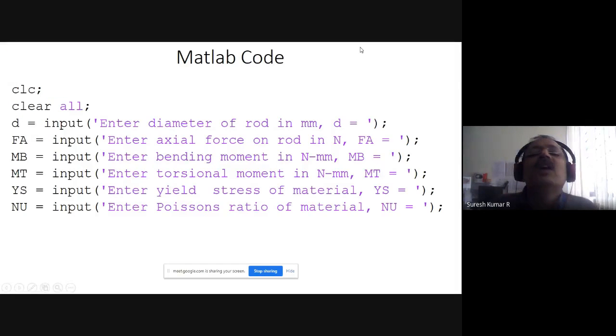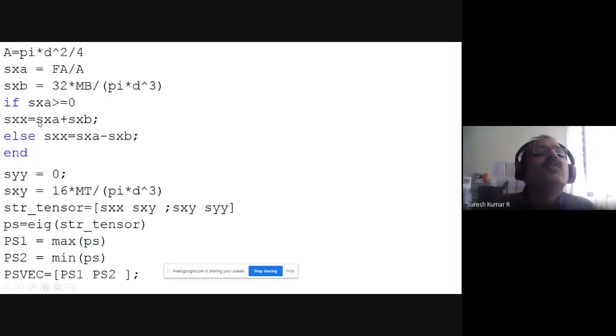Again, I have the MATLAB code. The first thing that we have to do is input the diameter of the shaft, which is given, then the axial load is given. Bending load is not there, it's 0, but just put it in the code. So if that value is given, even that we can calculate. Then torsional moment, yield stress, stress at elastic limit, and Poisson's ratio. You can see here the area pi by 4 d square. So stress sigma x is F by A.